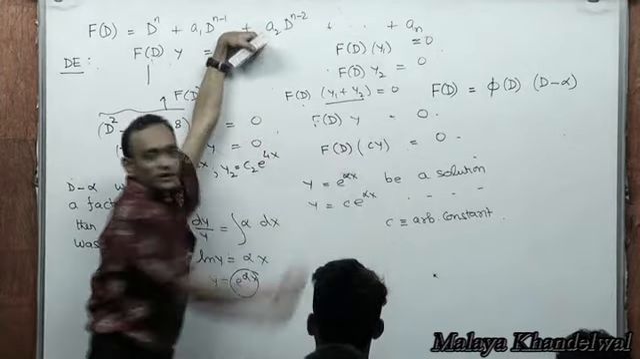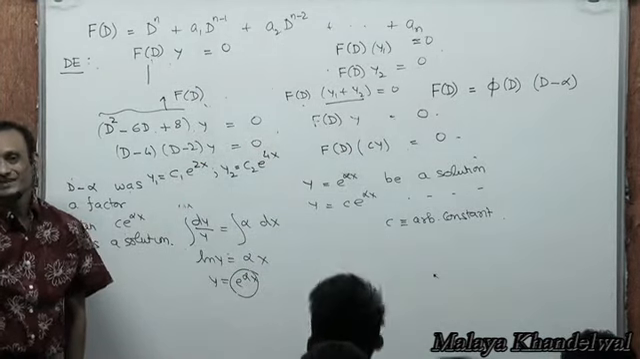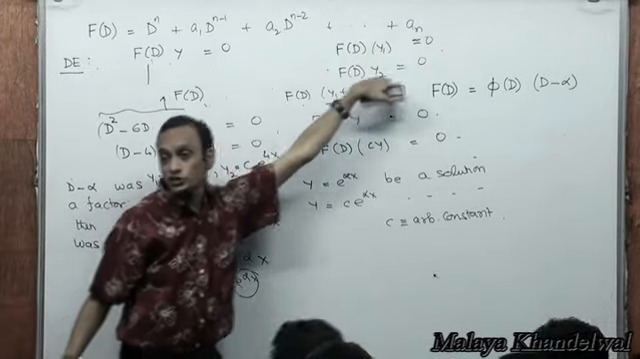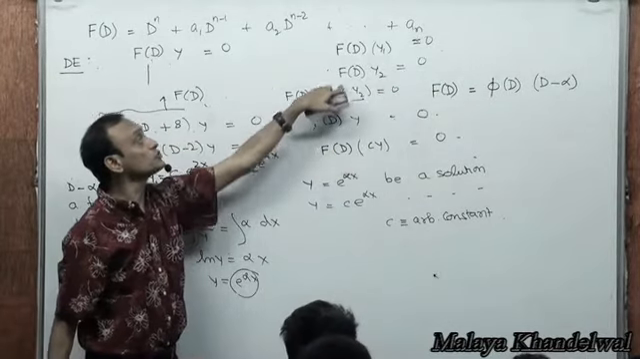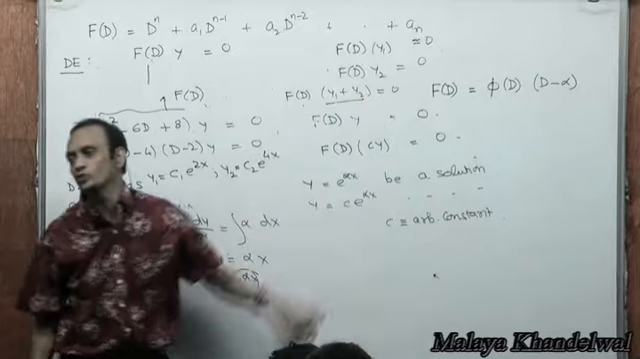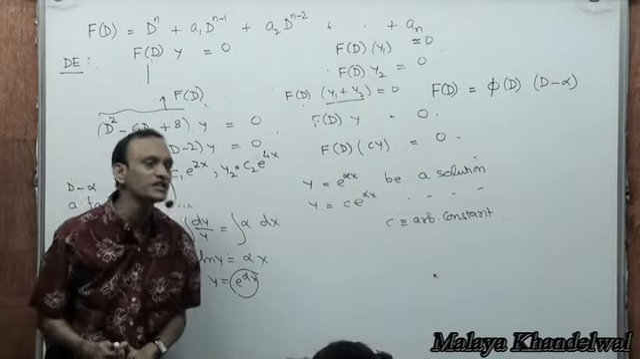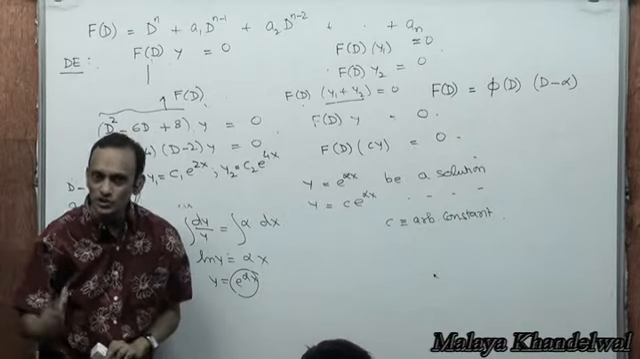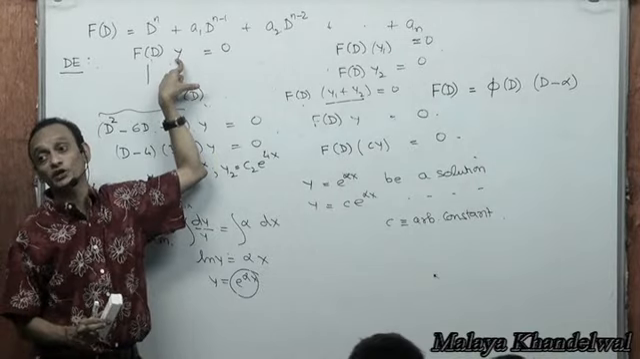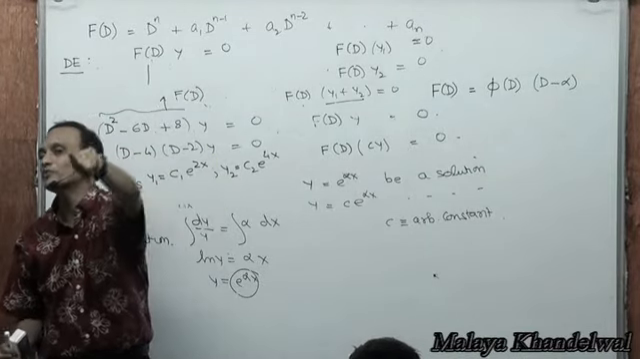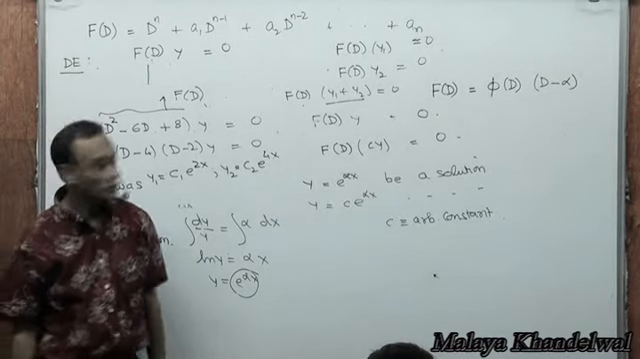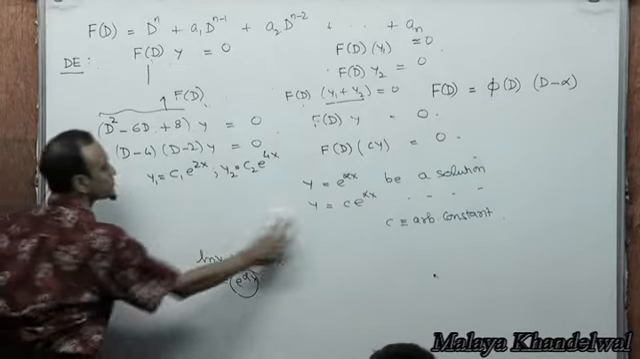That means y1 plus y2 will also be a solution. If y1 is a solution to this differential equation and if y2 be a solution to this differential equation, then add these two. fd acting on y1 plus y2 will also be 0. That means y1 plus y2 will also be a solution to the differential equation. Yes or no? If y1 is a solution and y2 is a solution, then y equal to y1 plus y2 will also be a solution to this differential equation. Yes or no?